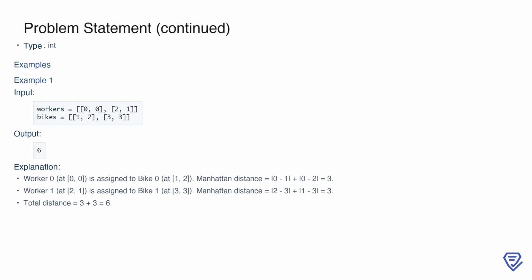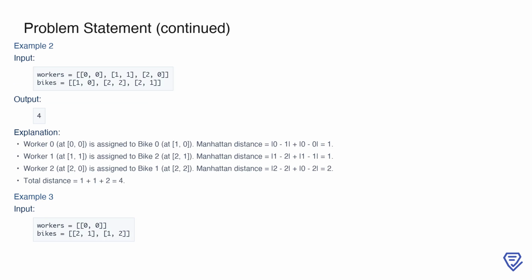Suppose we have 2 workers and 2 bikes. The workers are positioned at (0, 0) and (2, 1), while the bikes are located at (1, 2) and (3, 3). Here, worker 0, at position (0, 0), is assigned to bike 0, which is at (1, 2). The Manhattan distance for this assignment is calculated as |0-1| plus |0-2|, which equals 3. For worker 1 at (2, 1), the assigned bike is bike 1 at (3, 3), with a distance of |2-3| plus |1-3|, also equal to 3. Adding these distances gives a total of 6, which is the output for this example. This demonstrates how the assignments are made to minimize the sum of distances.